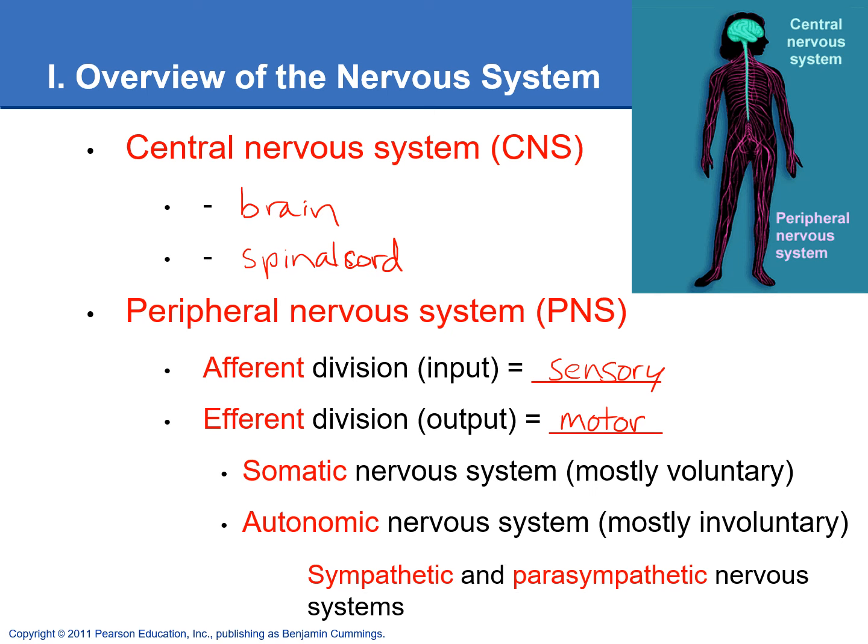The motor or efferent division is divided into two divisions. We have the somatic nervous system, which is going to innervate the skeletal muscle. This is mostly voluntary control. And then the autonomic nervous system, which is going to innervate the smooth muscle, cardiac muscle, and the glands. And this is mostly under involuntary control. And we divide the autonomic nervous system into two parts. We have the sympathetic and parasympathetic divisions.